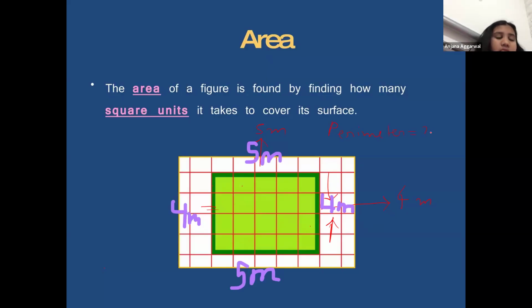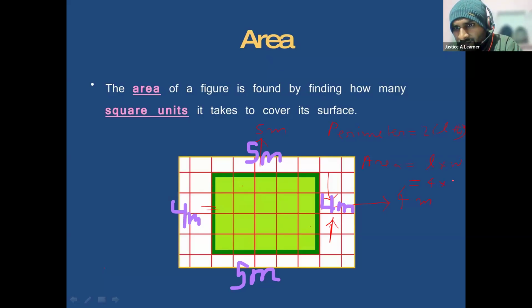So it would be 2 times L plus W, right? So this is what you told me. But now if we are finding area, this is actually multiplication of both sides. So that is L into W. So now if we find, what is the area?